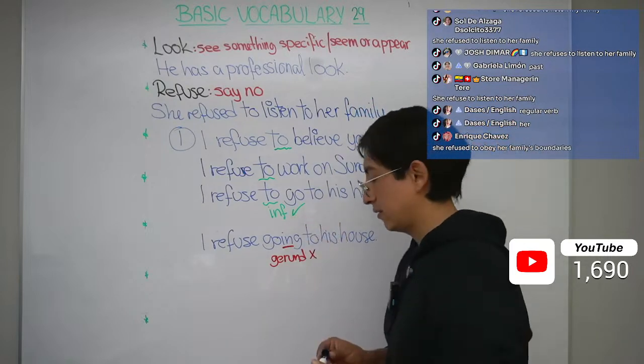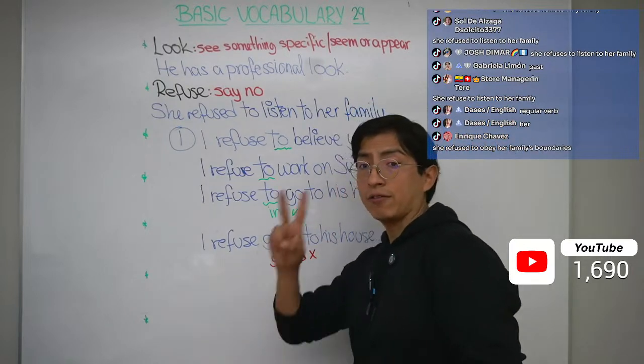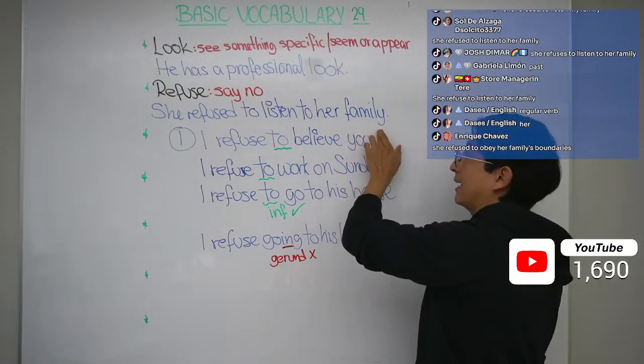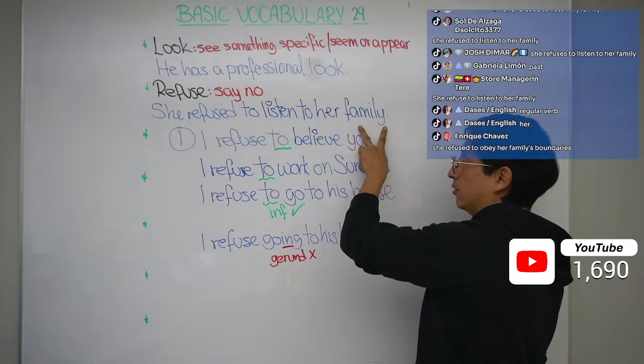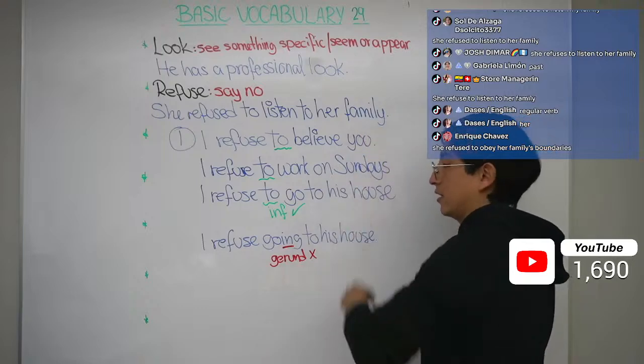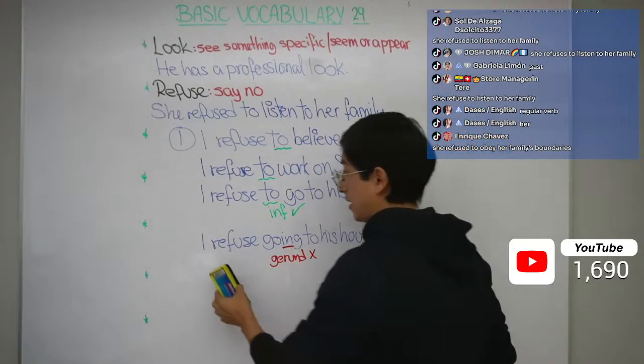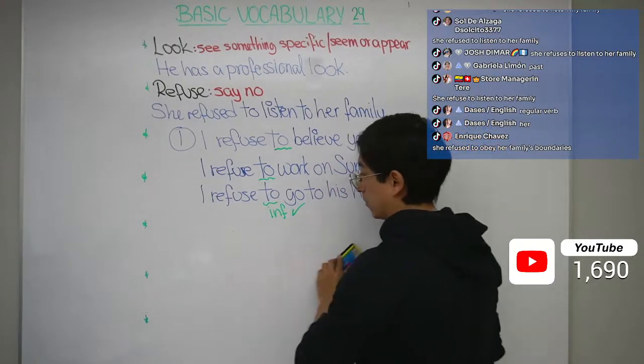And remember, guys, that we only have two syllables here. Family. Only two syllables. Family. Okay? She refused to listen to her family. Very good. Let's erase this now and let's continue with the next word.